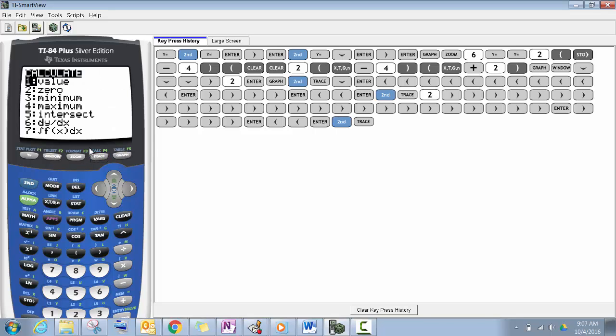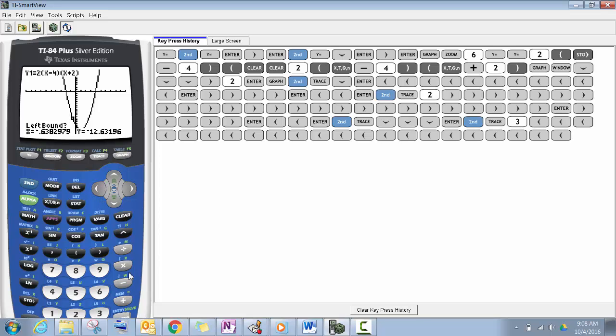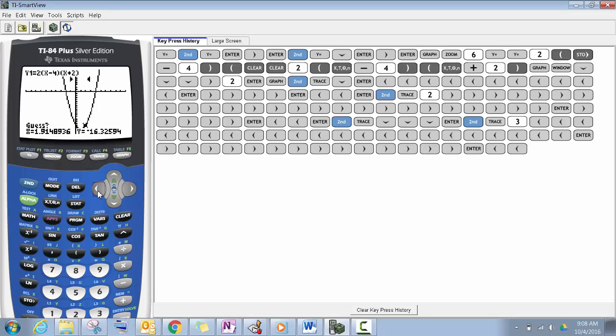Then to find our vertex, it is a maximum. Oh, no, it's not. It is a minimum. So we do number 3. And again, just like before, we click on the left side of where it is, click on the right side of where it is, and then a guess. And apparently it's rounding a little bit. The x should be 1. I'm not sure why it's not exact, and y equals -18. So sometimes it won't be exact. We've got to make sure that we double check some things.